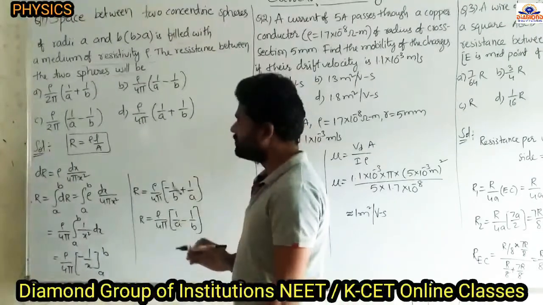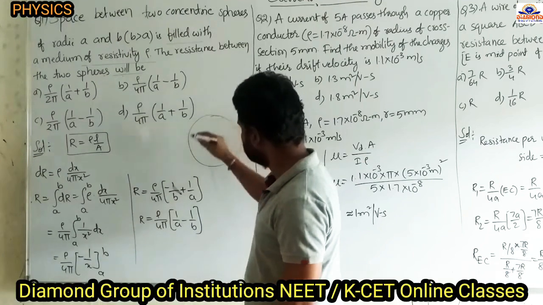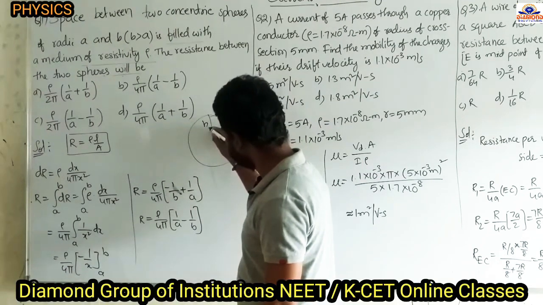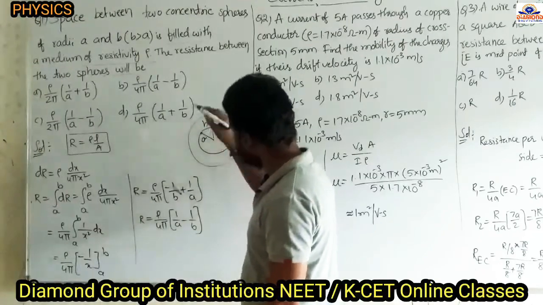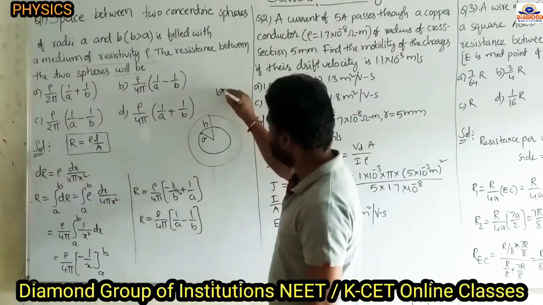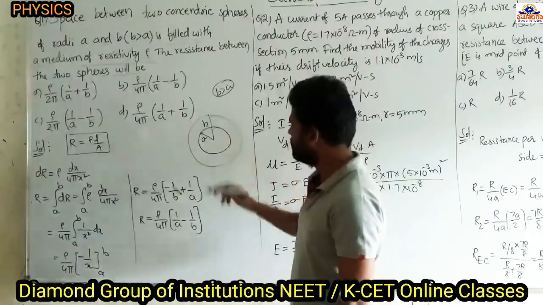To find out this type of problem, first we have to draw the two spheres. So this is B, the radius of this one is B, and the radius of this one is A. So two concentric spheres, and the given B is greater than A. That's why the big sphere's radius is B and the small sphere's radius is A.